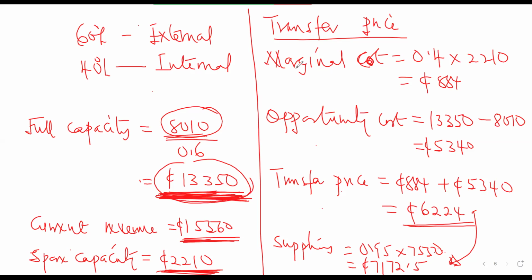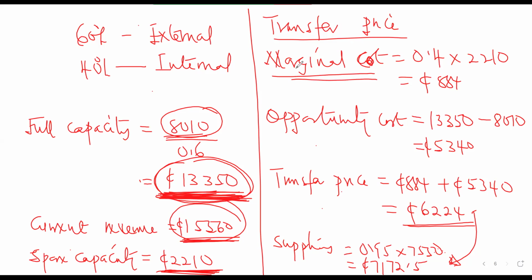If 13,350 is being generated from external people, it means that the remaining revenue can be generated from the internal people. After we have produced and sold to the external people, our production process will just be there, not doing anything. So we can produce and sell to you. So we have a spare capacity. If you have spare capacity, the goods should be transferred at a marginal cost. That is why we find 0.4 times 2210.